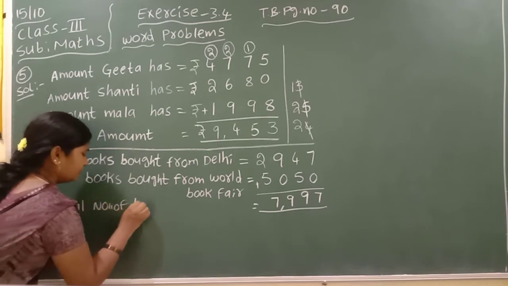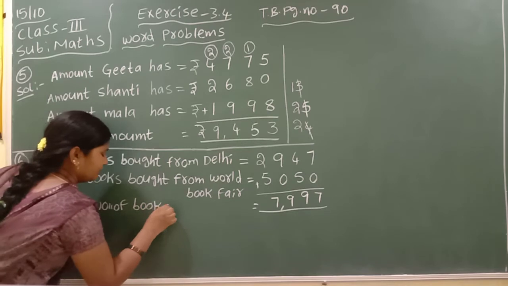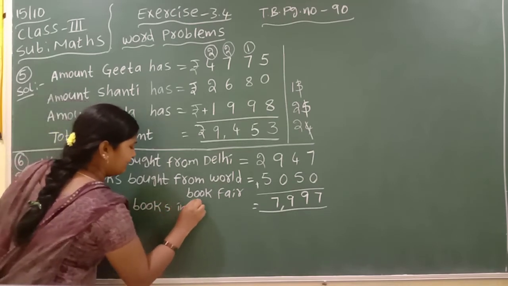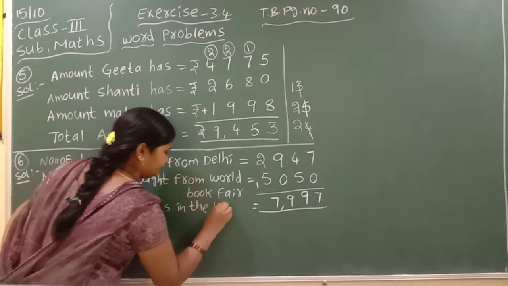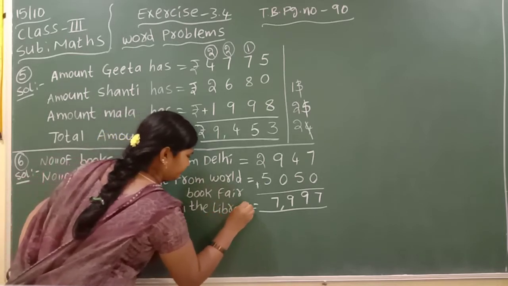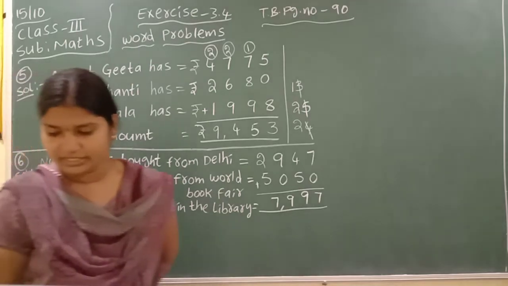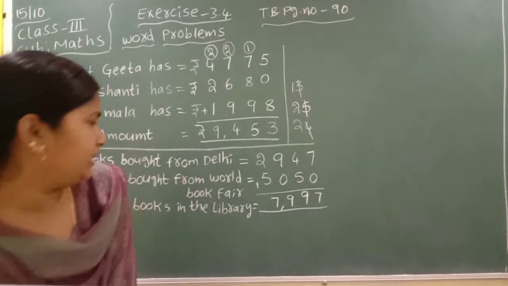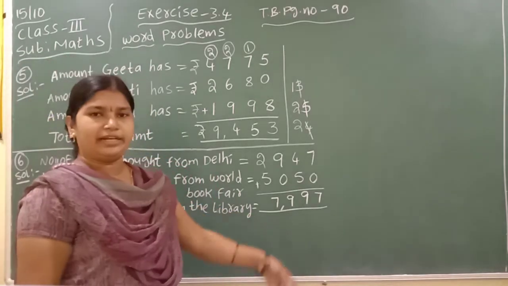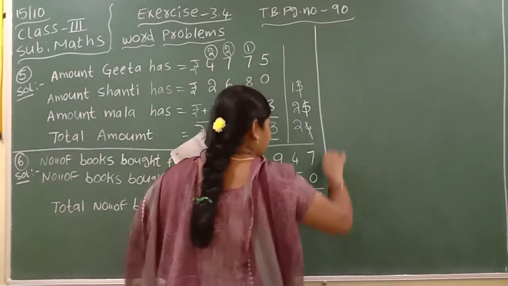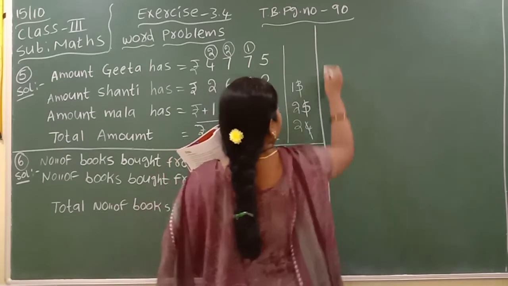The last step is total number of books. Okay, in the library. Total number of books in the library is equal to how many? 7,997.